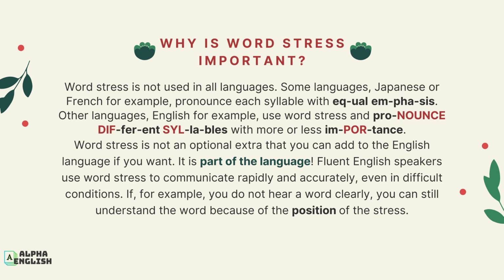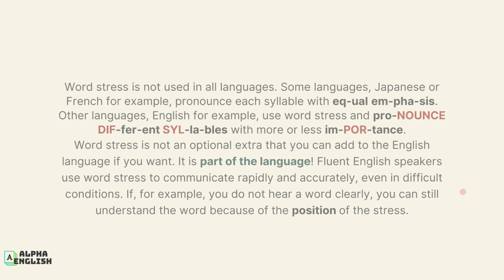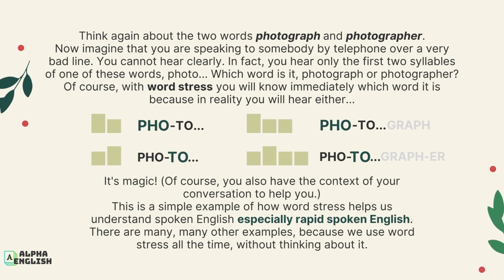Fluent English speakers use word stress to communicate rapidly and accurately even in difficult conditions. If, for example, you do not hear a word clearly, you can still understand the word because of the position of the stress. Think again about the 2 words photograph and photographer. Now imagine that you are speaking to somebody by telephone over a very bad line. You cannot hear clearly. In fact, you hear only the first 2 syllables of one of these words, photo. Which word is it, photograph or photographer?